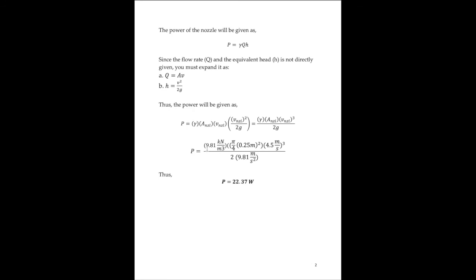thus giving you the power as 9.81 kilonewton per cubic meter as the specific weight of water, multiplied by the area given as pi over 4 multiplied by 0.25 meter squared, multiplied by the velocity of the nozzle as 4.5 meter per second cubed, divided by 2 multiplied by the gravitational acceleration as 9.81 meter per second squared, thus giving you the power as 22.37 watts.